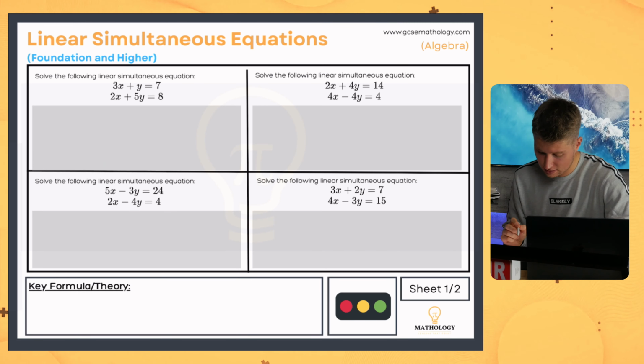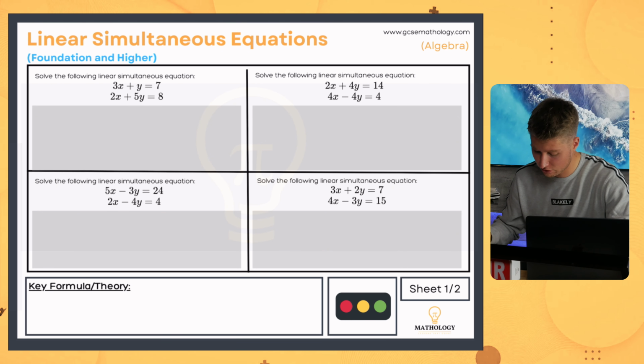In this video, we're going to be having a look at linear simultaneous equations. So this first question says, solve the following linear simultaneous equations. We've got 3x plus y equals 7 and 2x plus 5y equals 8.